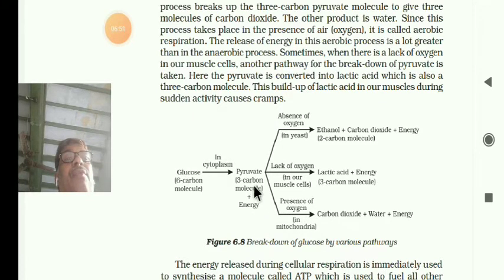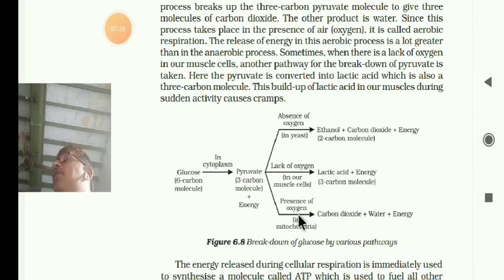First of all, you see the glucose, what I told you now, glucose is converted into pyruvate in the cytoplasm. Then it goes to the mitochondria, in the presence of oxygen, and breaks down and produces carbon dioxide, water, and energy is produced. So this is in the presence of oxygen. That we are calling aerobic respiration.